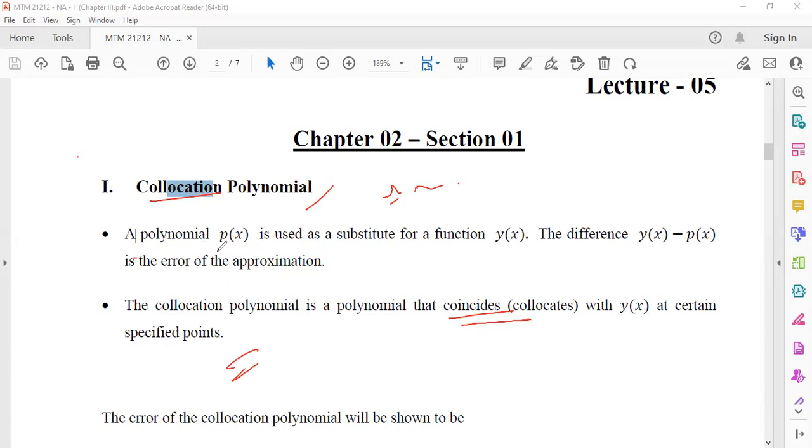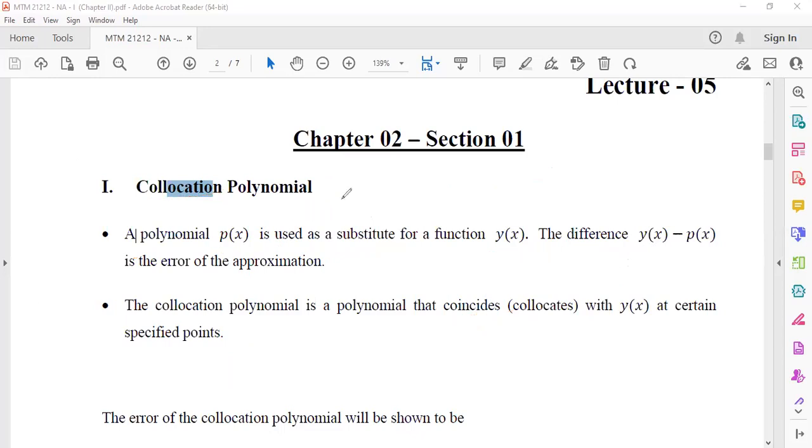A polynomial P(x), we use P for the polynomial functions. P(x) is used to substitute for our function. You can use f(x) or y(x). We're going to use y(x) for our actual function. Our approximated polynomial function is P(x), used as a substitute for the function y(x). The difference, y(x) minus P(x), is what? We are just approximating now.